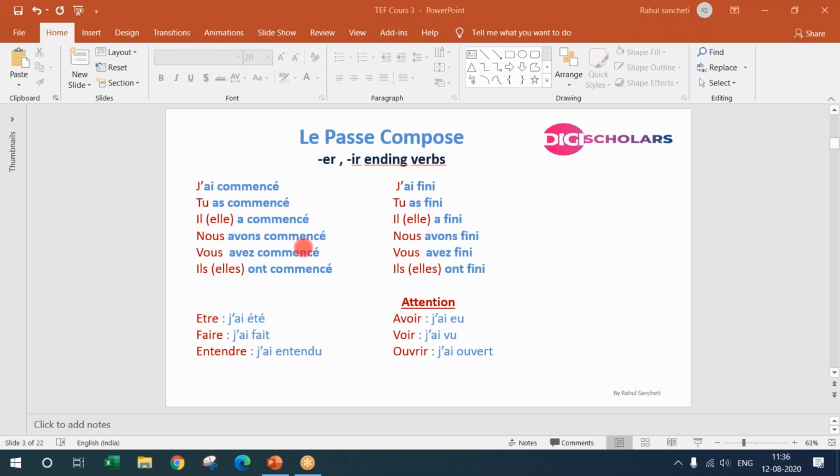This is the rule for all the er ending verbs, and for all ir ending verbs, it is just the i. So you need not remove anything, just remove the r. Of course, there are exceptions. We'll look into that. So right now, you can omit this part. We'll move on to the next slide.